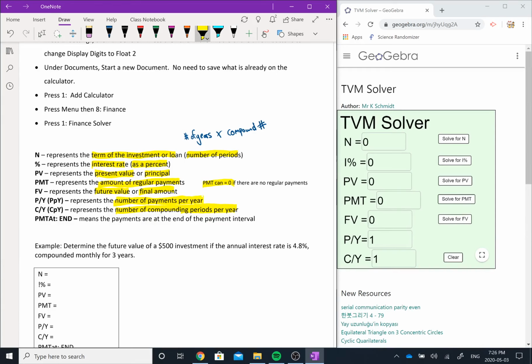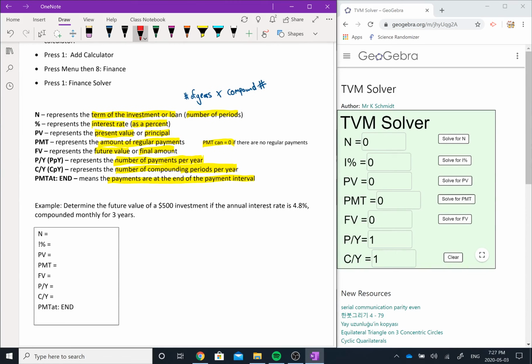PMT at end, we don't need this for the online TVM solver, but for the graphing calculator one you do. Basically, this just means that the payments, if we were making any, are at the end of the payment interval. So that means, for example, at the end of the week or at the end of the month, rather than at the beginning of the week or the beginning of the month, because that does change our answer slightly.